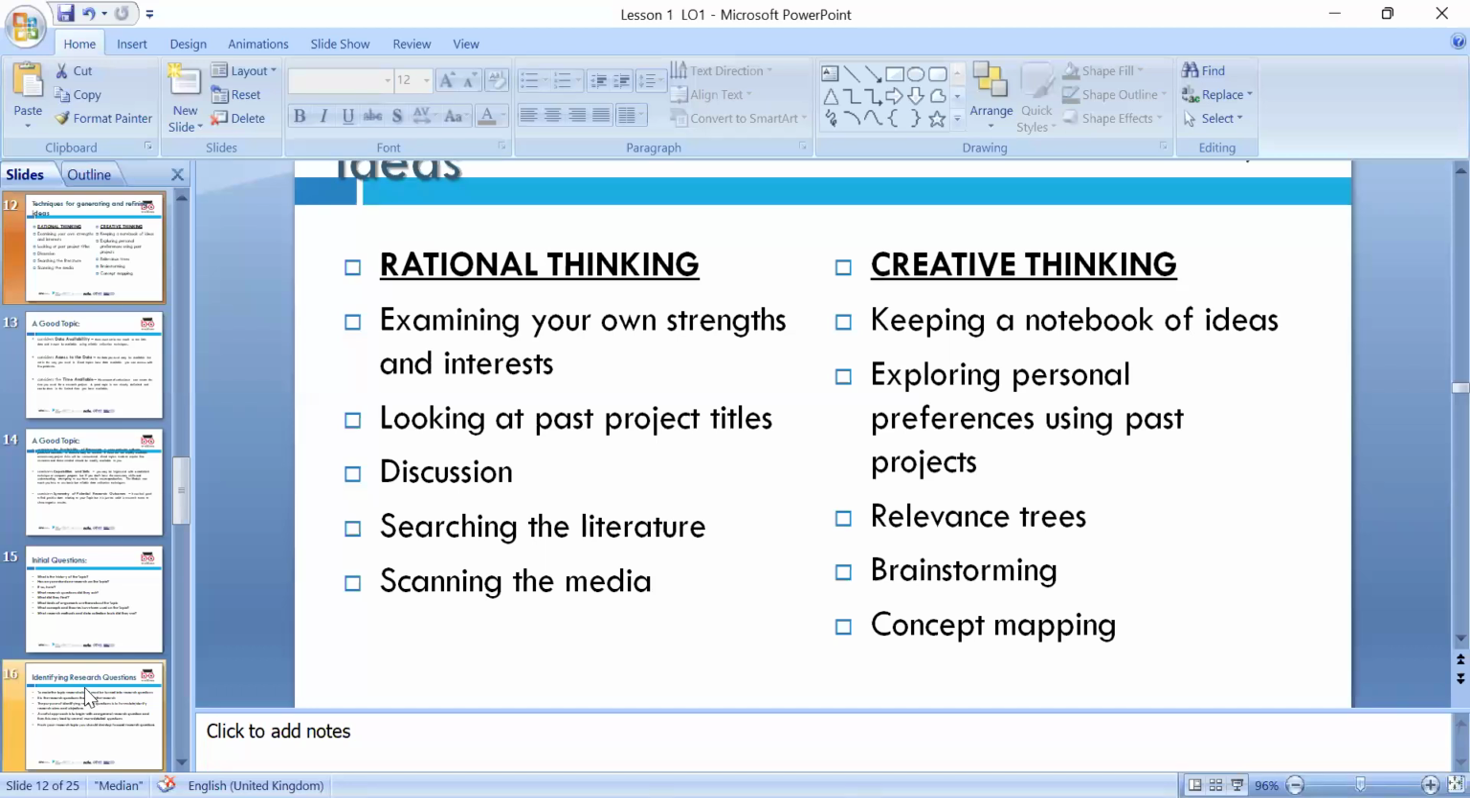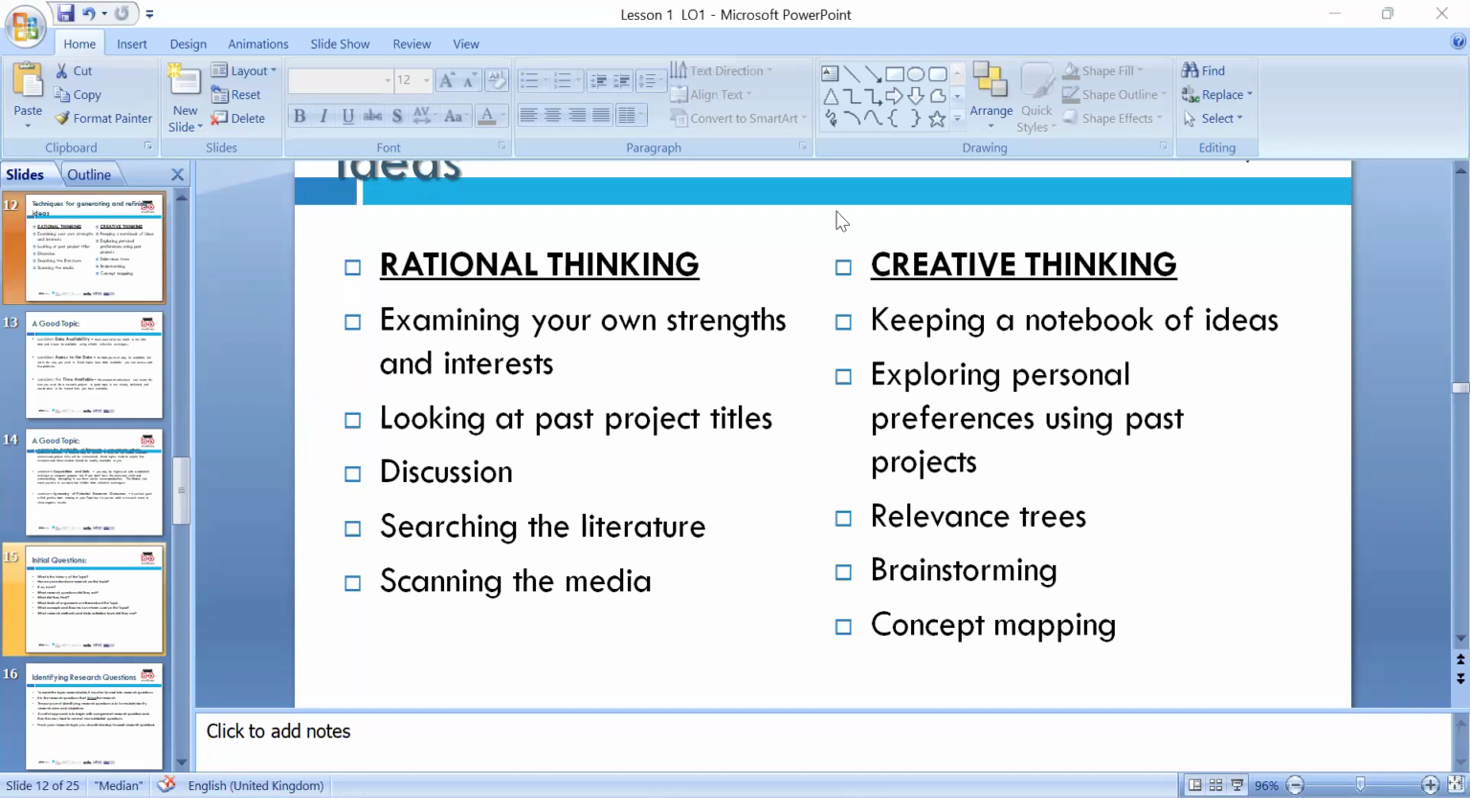Then please look around, searching the literature and scanning media. That is quite crucial, which we need to look around when we do the research. So please, when we look at these, we have to make sure.